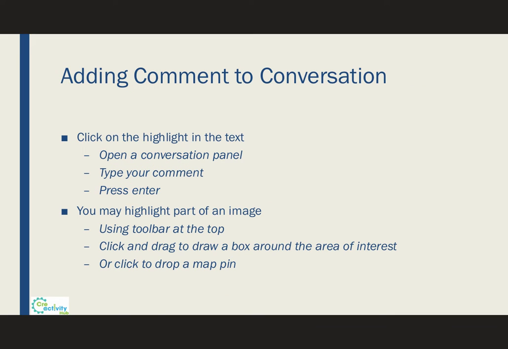Now, how will you add a comment to the conversation? You can click on the highlighted text. This will again open a conversation panel. You type your comment and press enter, like we talked about. You may also highlight part of an image, for example. For this, you're going to use the toolbar at the top to click and drag to draw a box around the area that you want to highlight.